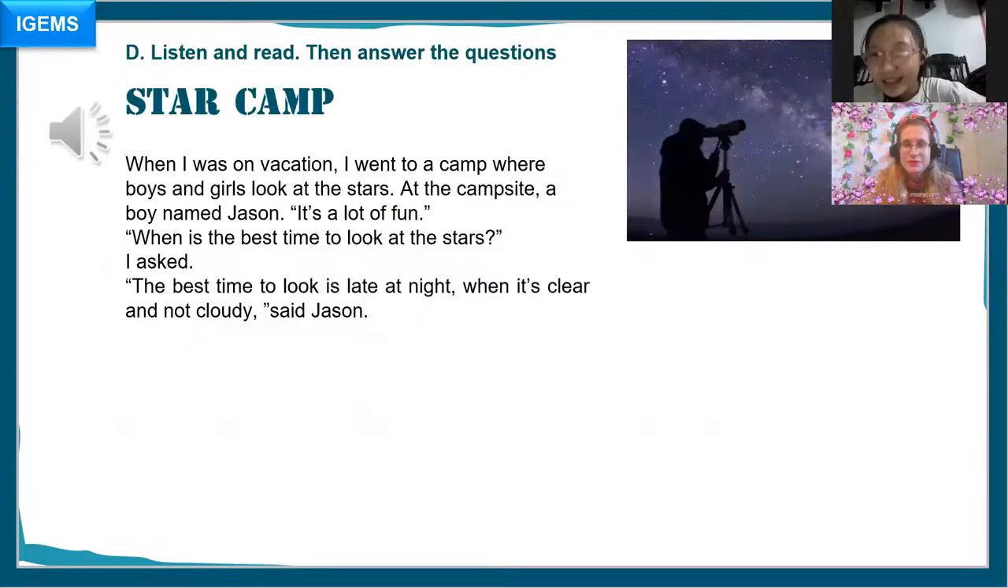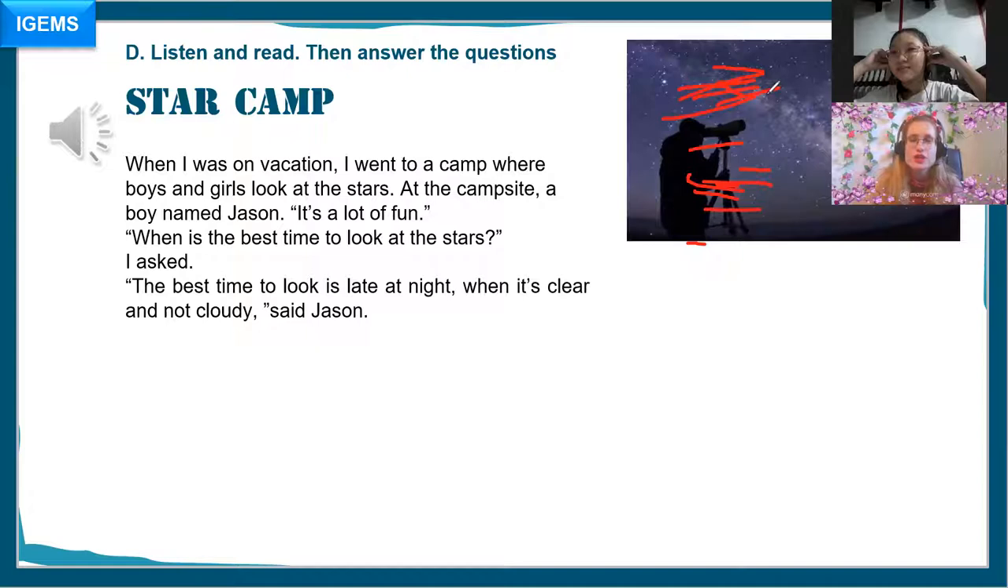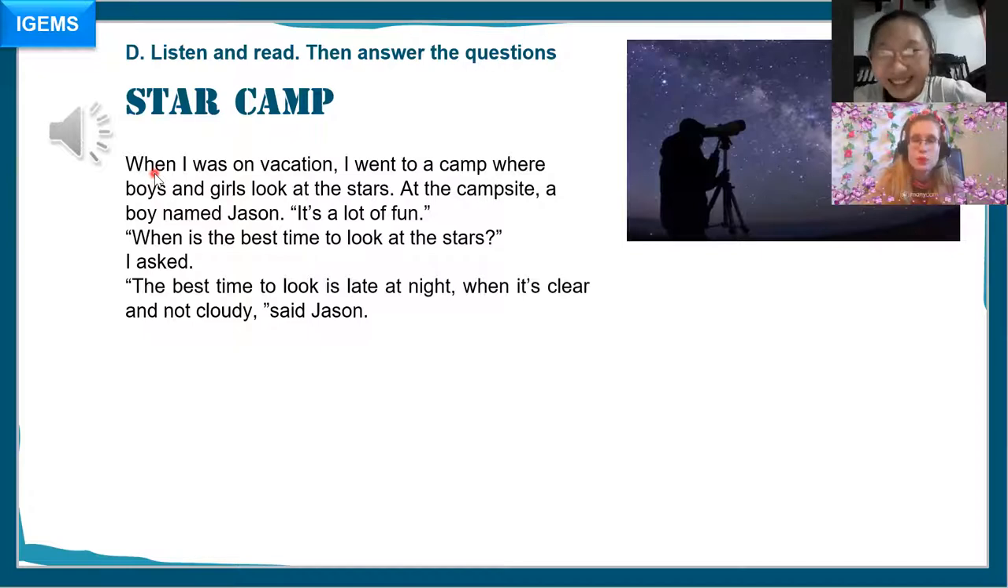Okay, let's have a look. Star camp. So you know how it works. Eeny, meeny, miny, moe, catch a donkey by its toe. If it screams, let it go. Eeny, meeny, miny, moe. So you're going to start for us. When I was on vacation, I went to a camp where boys and girls look at the stars. Good job. At the campsite, a boy named Jason.